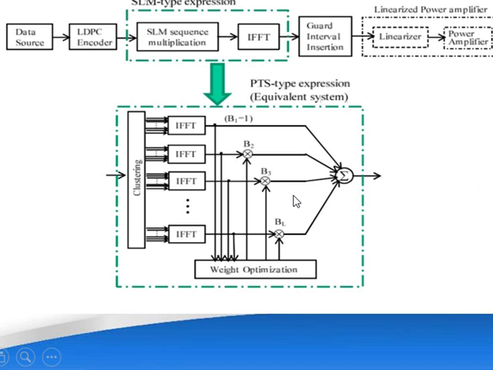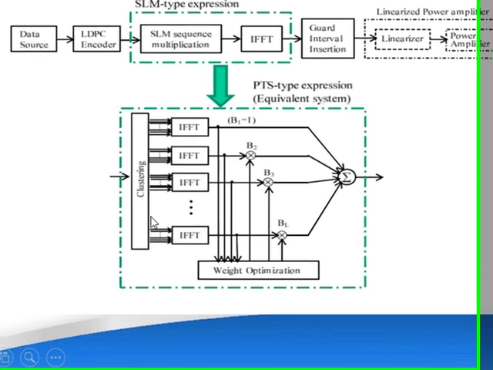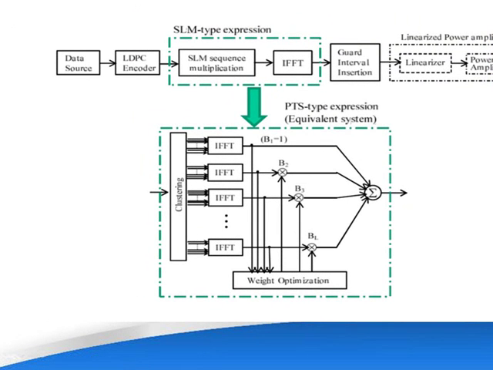In the PTS-based system, the data stream is grouped into several clusters. Each cluster signal is individually modulated with inverse fast Fourier transform to generate the output signal of each cluster. The IFFT outputs of the second to the last cluster are weighted by phase weighting factors b_i. The best combination of weighting factors is selected so as to minimize the PAPR of the signal after combining all cluster signals, symbol by symbol.